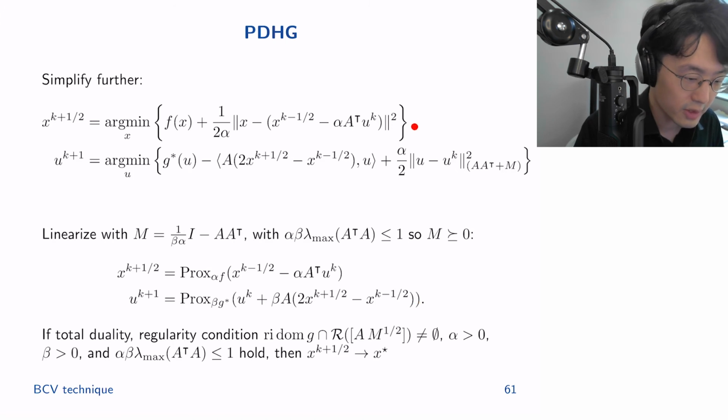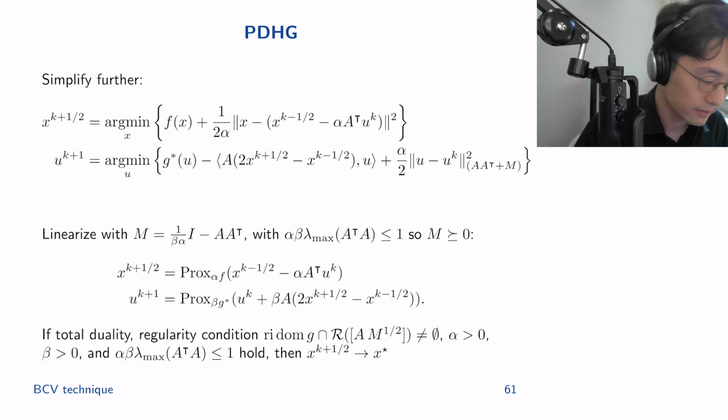So here, the definition of xk plus 1/2 was already in the form of a proximal operator with respect to f. So we simply write that down here. The uk plus 1/2 update was originally not in the form of a proximal operator, but by defining M to be of this form, this becomes the Euclidean norm. And then by collecting terms and moving things around and simplifying, we can write the update in the form of a proximal operator with respect to beta times G star.